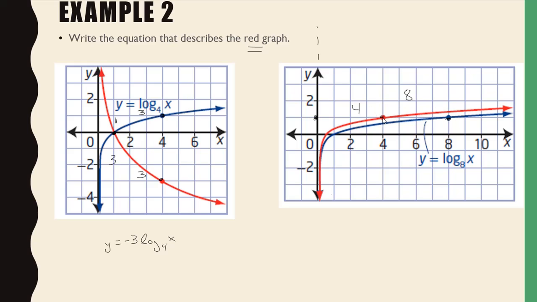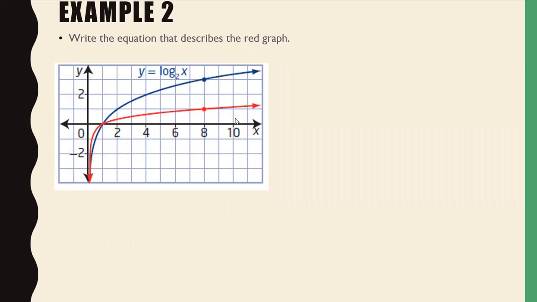Now the red is our new graph, so we're going to say that it's half of the blue graph. Now when we actually go and put that into our equation, that means our b value is going to be reciprocated, so it's actually 2. So then we get y equals log base 8 of 2x.